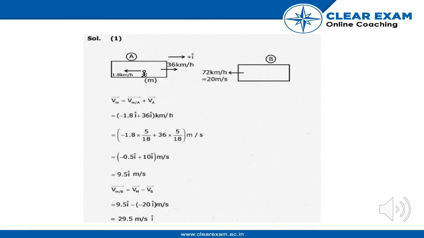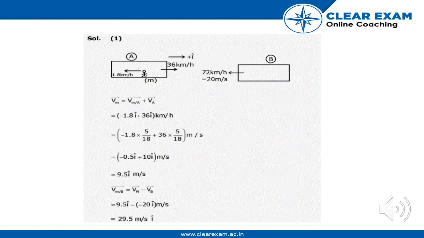Now the solution is, we have these two trains coming towards each other. Train A is coming towards train B at 36 km per hour, that is in the plus i cap direction, and train B is moving towards A in the minus i cap direction at 72 km per hour speed.